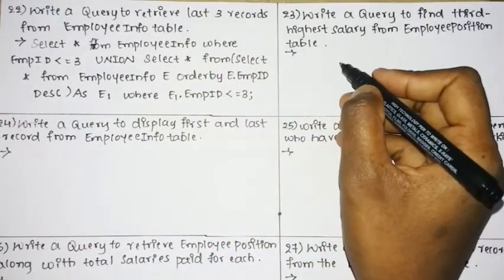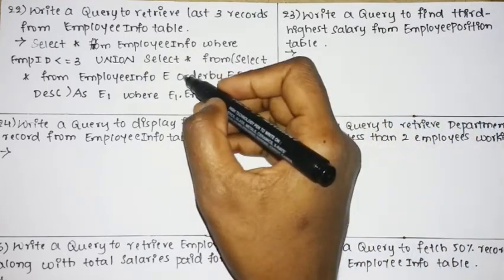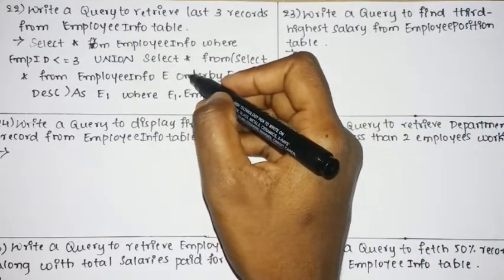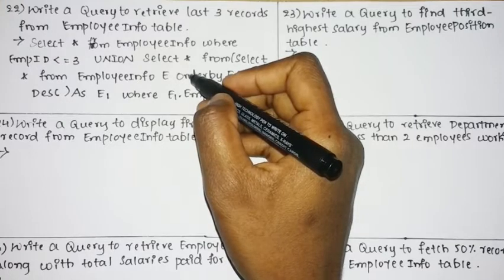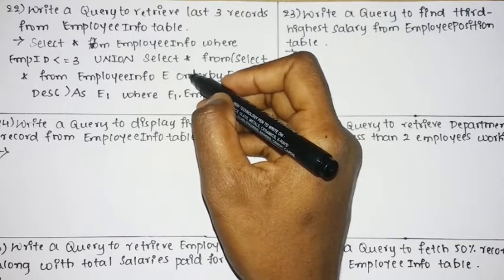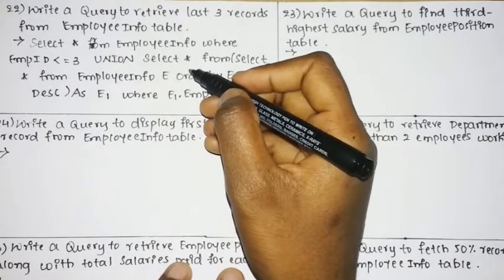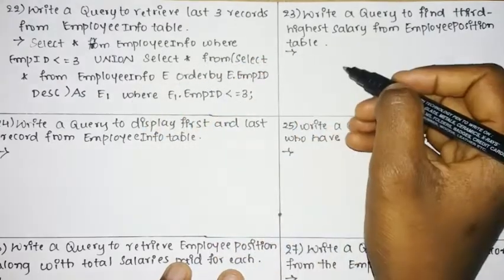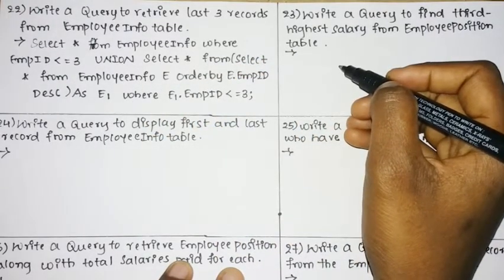Then we shall see one more question. They are not going to ask you to simply use the top keyword. Sometimes they ask you to write the query without using the top keyword or limit keyword. In that case also you should be able to write the query. Then we shall see the 23rd question.